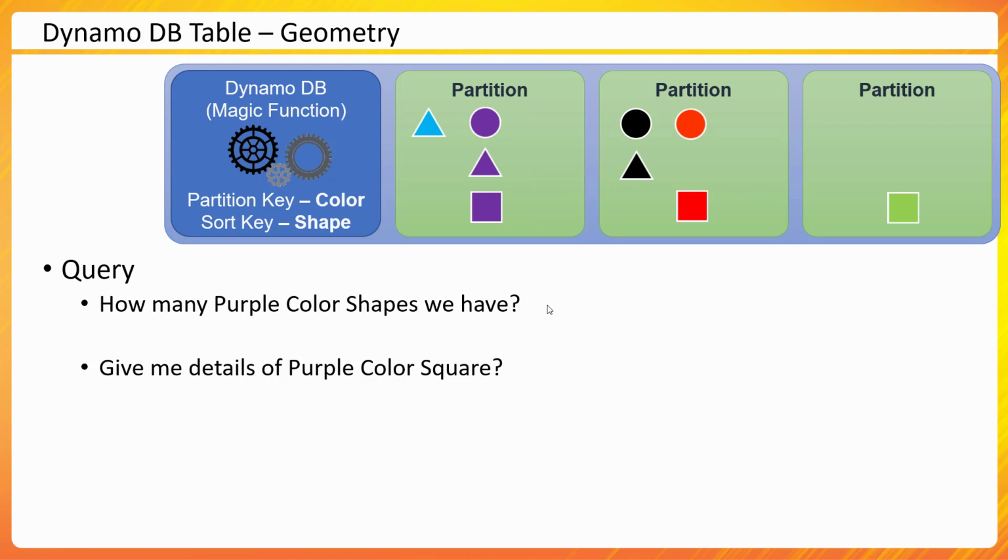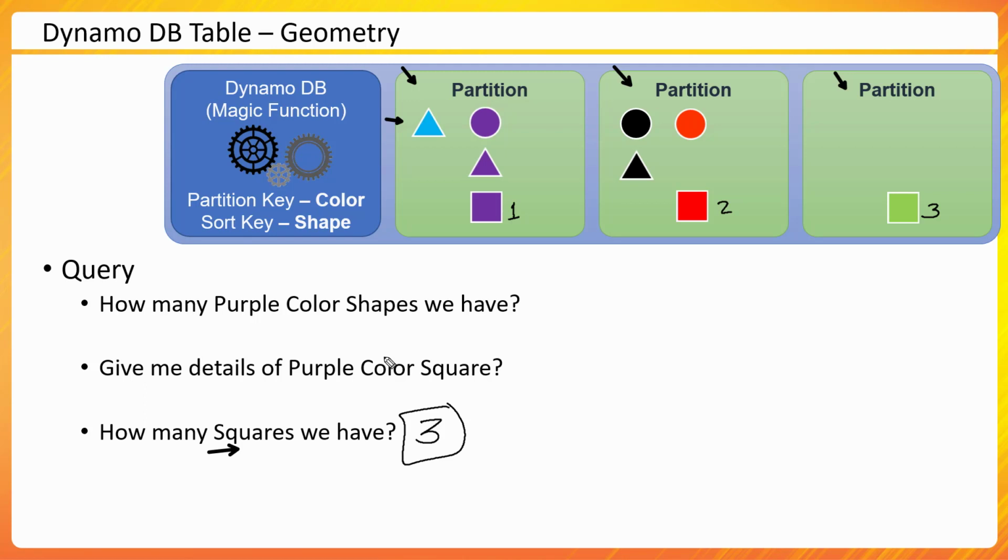But I change my question now. I say, how many squares we have, right? Square is not my partition key. So DynamoDB can still answer this, but it has to go to every partition, every item, and ask, are you a square? This one would say no, no, no, yes. So we have one square. This one, no, no, no, yes, second square, third square. So it would still return me the result of 3, but it is not at all efficient.